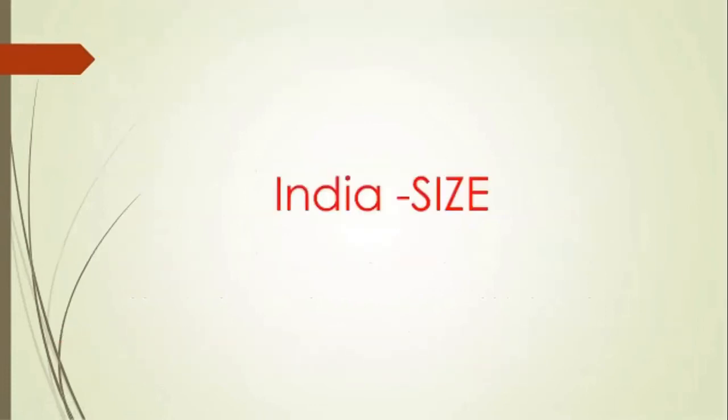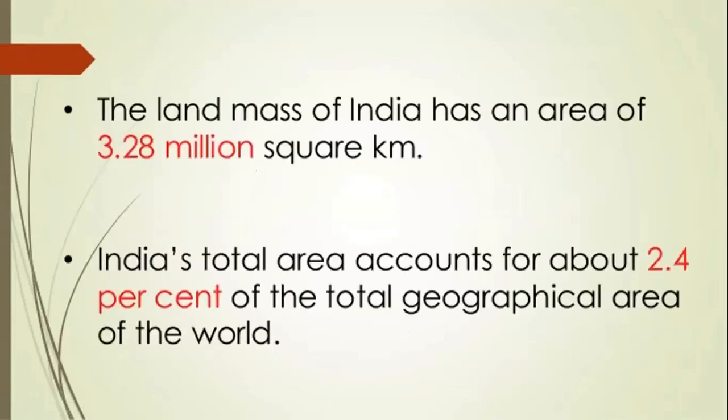Now, moving further to the next topic, India's size. The land mass of India has an area of 3.28 million square kilometers. India's total area accounts for about 2.4% of the total geographical area of the world. So that means, taking in the entire world, we are only 2.4%.